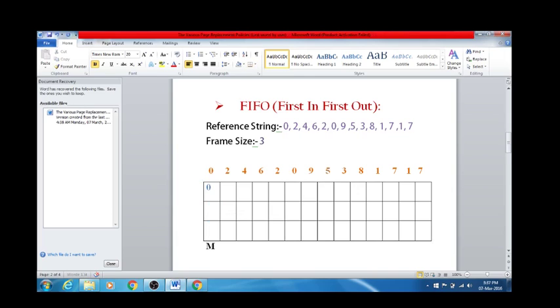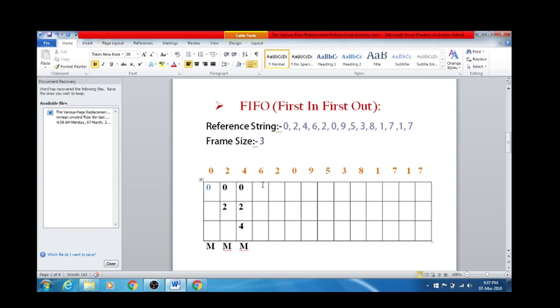Now I will write a miss below this. This is because the page wasn't already present. It had to load it all the way from the secondary memory. Now the second number that comes in is 2. This also accounts for a page miss. The next number that comes in the frame or in the memory is 4. This also accounts for a miss.